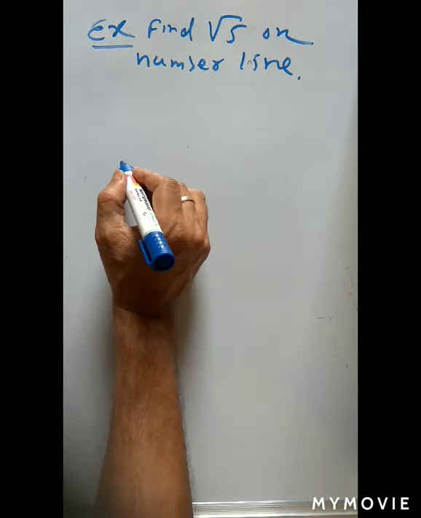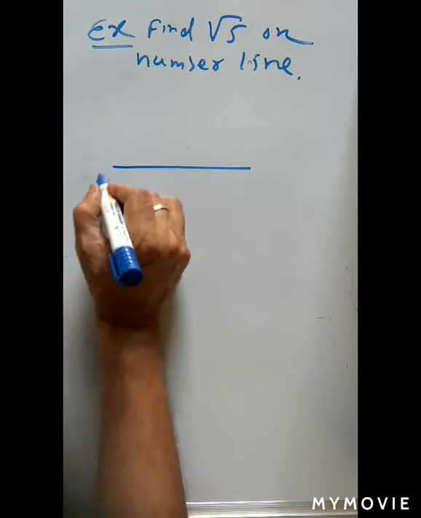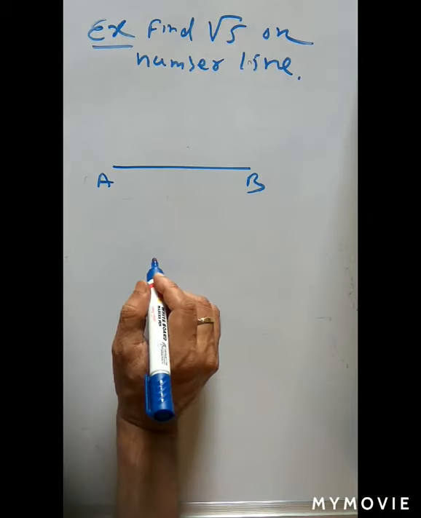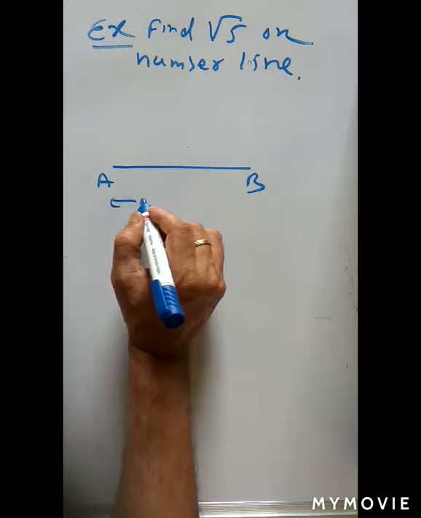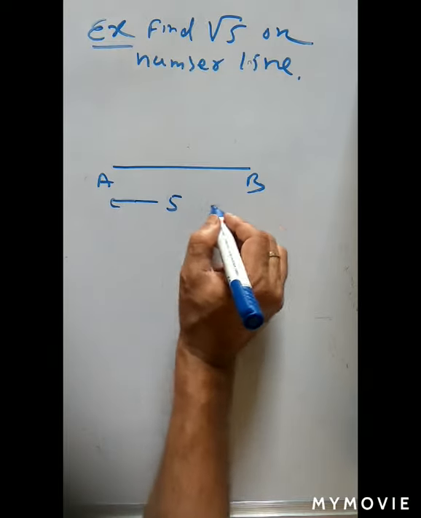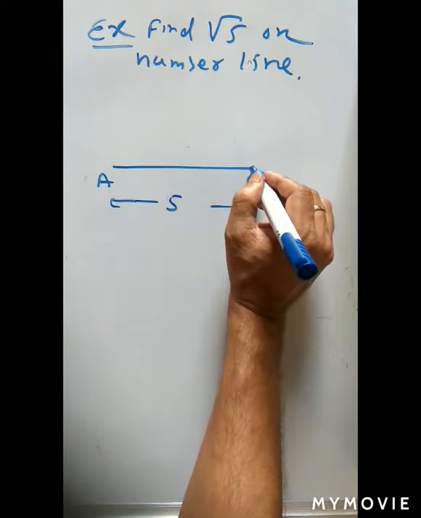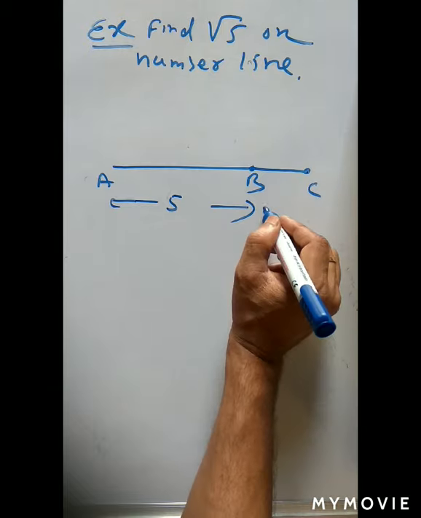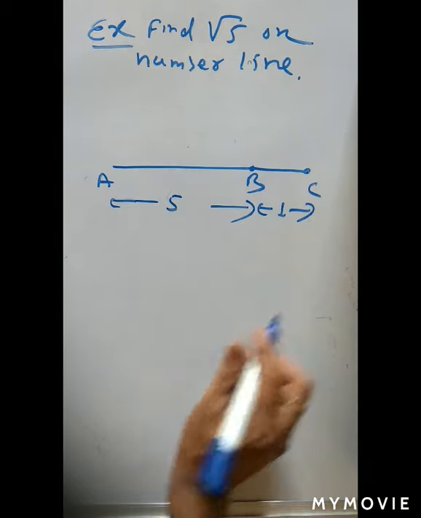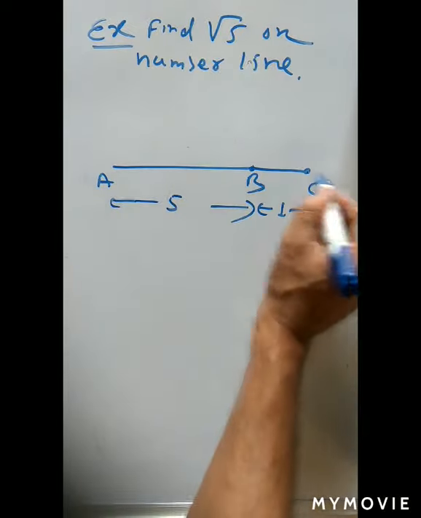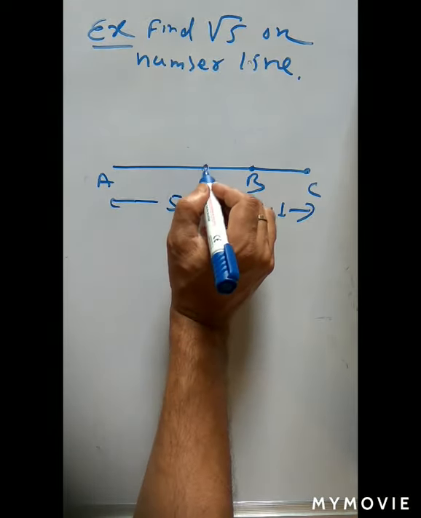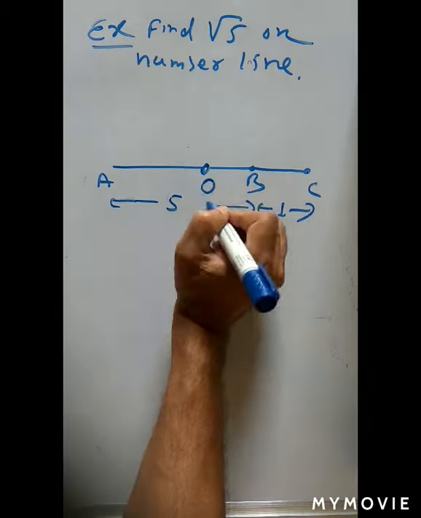First you take AB. The magnitude of AB is equal to 5. Then from B to C, you take 1 unit. BC is equal to 1 unit. So what is total AC? Total AC is equal to 6. And the middle point is, say, point O.